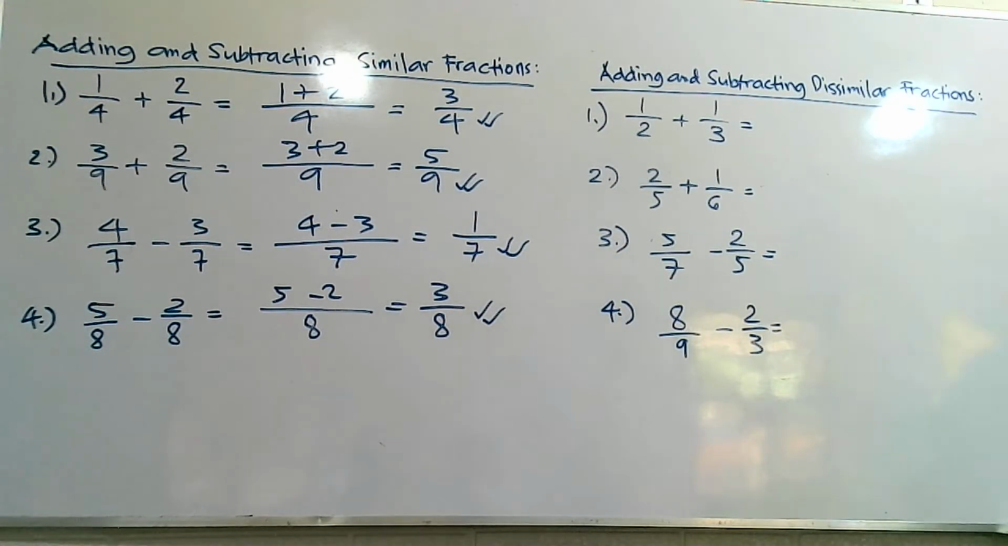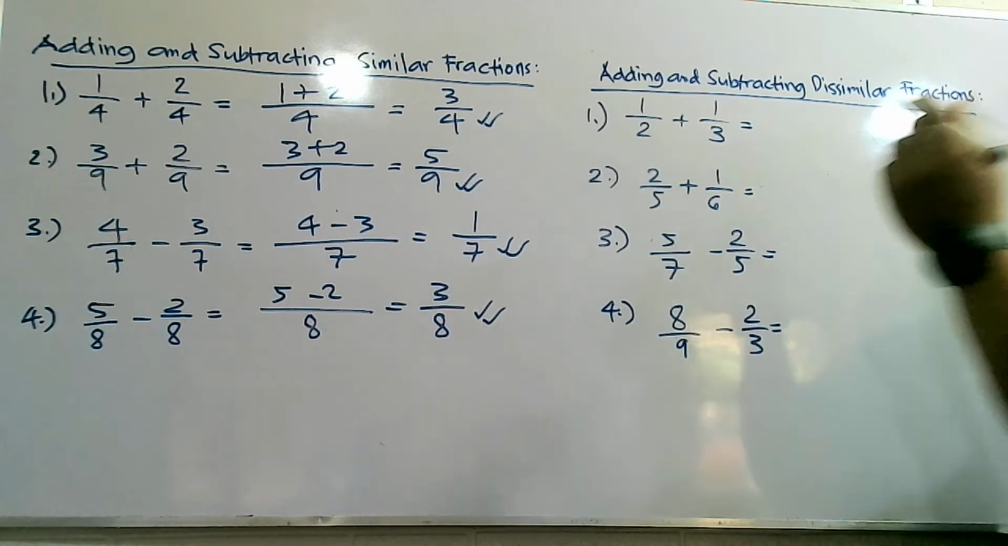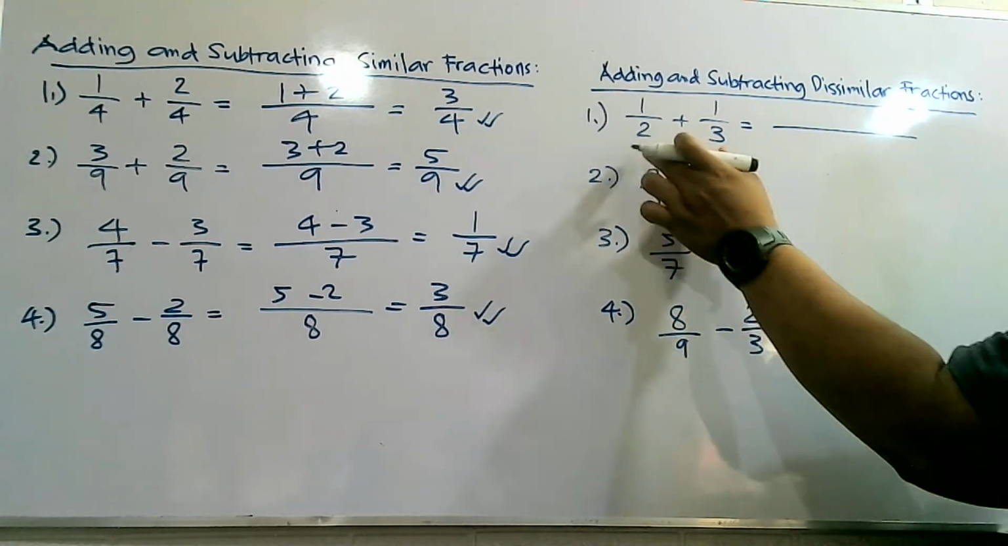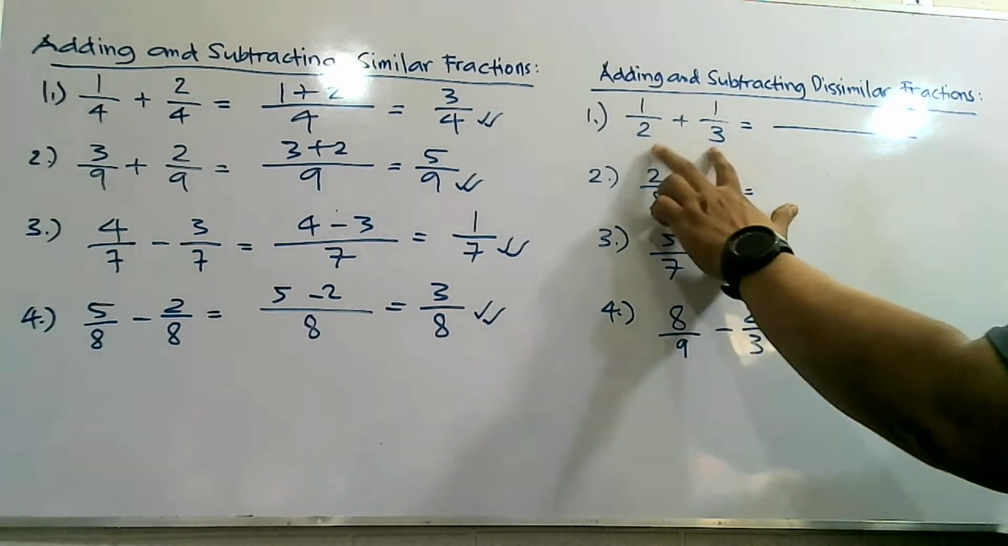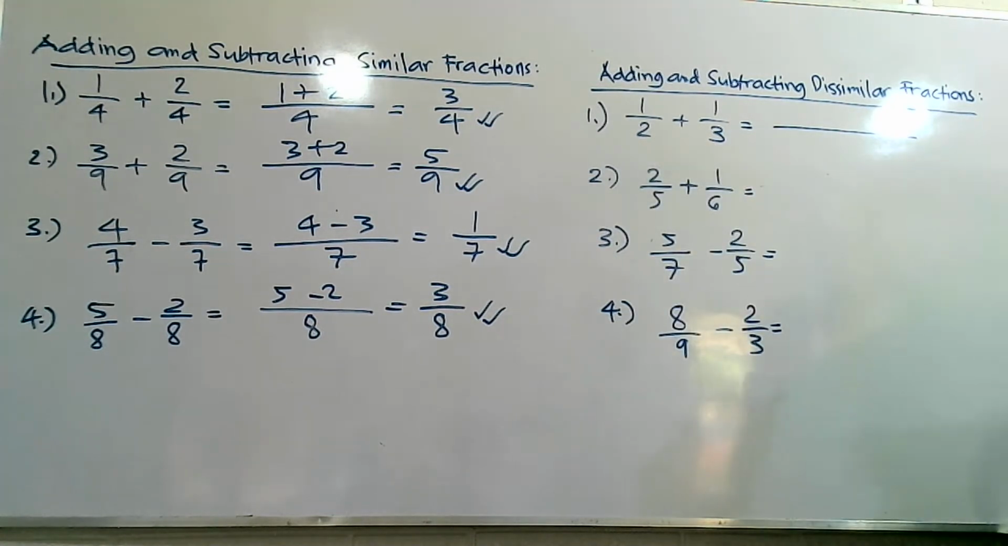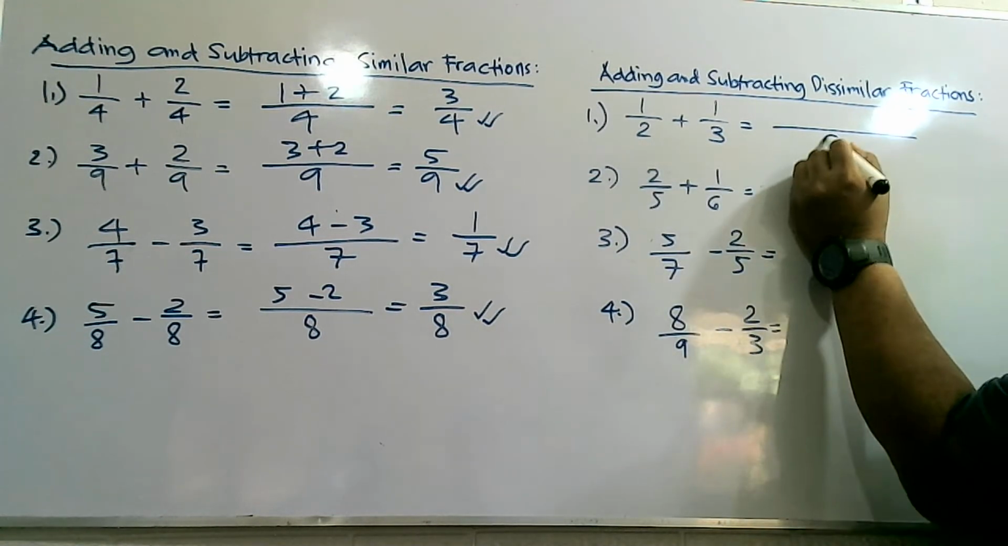Okay? Now, in dissimilar fractions, there is another rule. Now, the denominator, because they are not the same, we have to get the LCD, or the least common denominator. Now, the LCD of 3 and 2 is equal to 6.